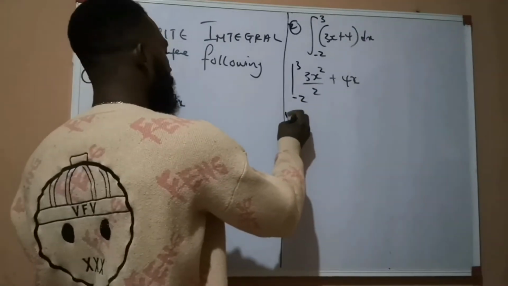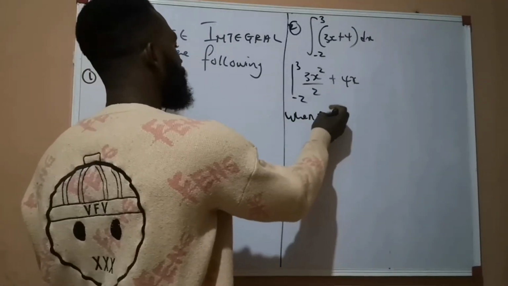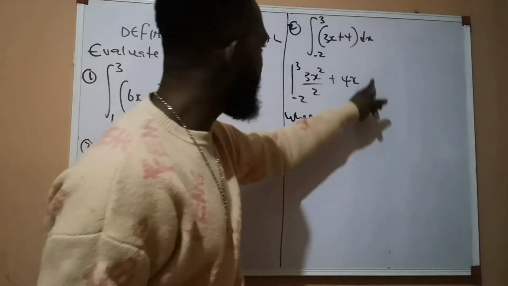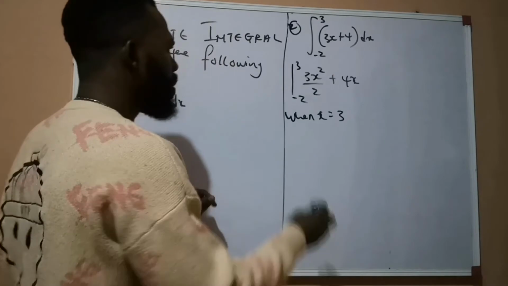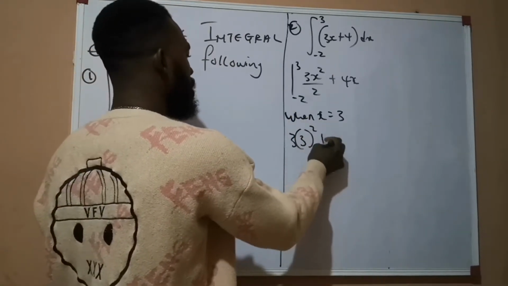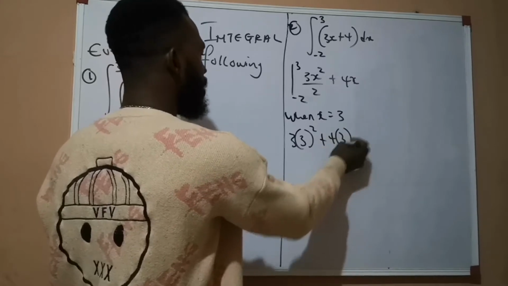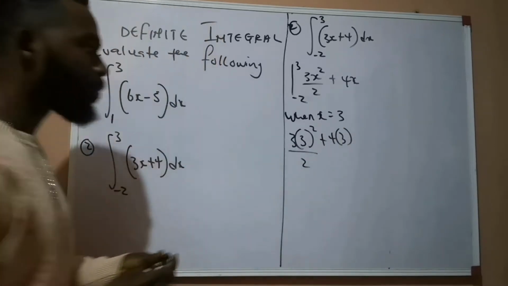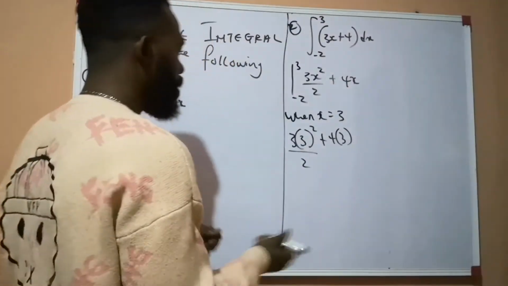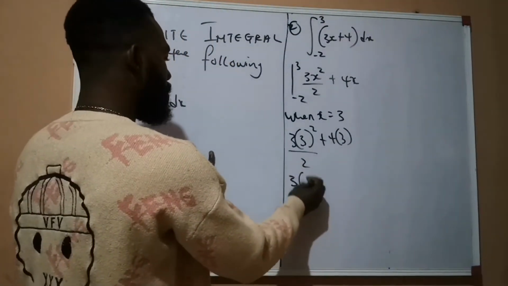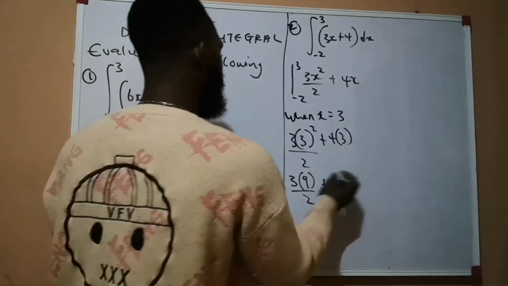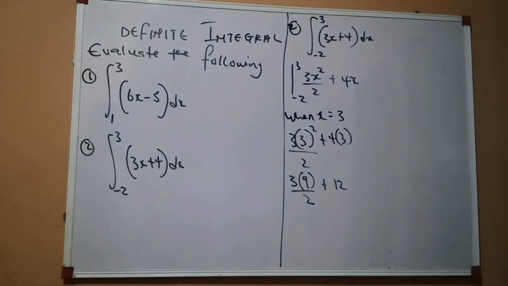I will write, when x is 3, my first limit. So it means anywhere I see x here, I will give 3. So here becomes 3 into bracket 3 raised to the power of 2, plus 4 bracket 3, all over 2. Now 3 raised to the power 2 is 9. So I have 3 bracket 9 over 2 plus 12. How did I get 12? 4 times 3 is 12.